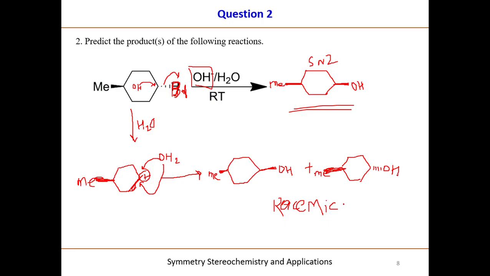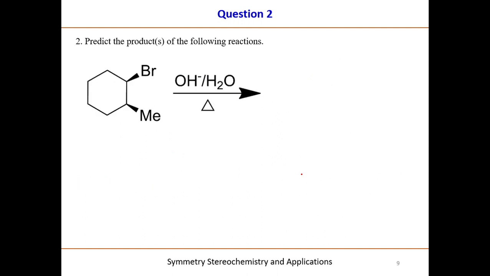I hope all of you are clear. Now let's move to the next example. What is this? Again the cyclohexane with halogen substituted cyclohexane. So here also we have two conditions: one with strong nucleophile and the other one with weak nucleophile. OH is strong nucleophile and water is weak nucleophile. So first we will discuss the strong nucleophile reaction, then we will discuss the weak one.